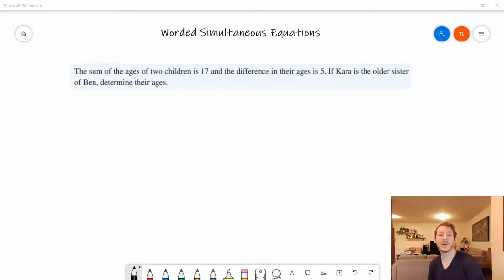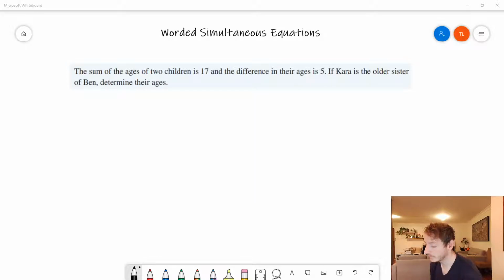Today we're going to apply our simultaneous equations to some worded problems. That's going to mean making the equations ourselves, which isn't too tricky because in Year 7 we did a similar topic, and using only one variable is often harder than just assigning as many variables as we need. So that's what we'll be doing today. We're just going to jump straight into this example.